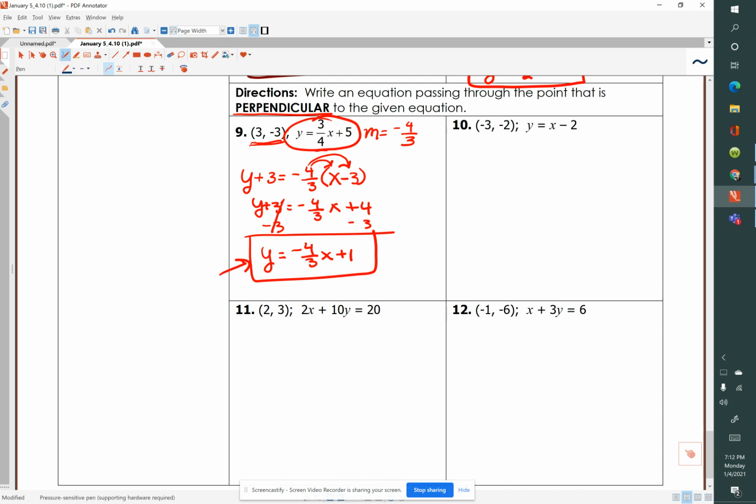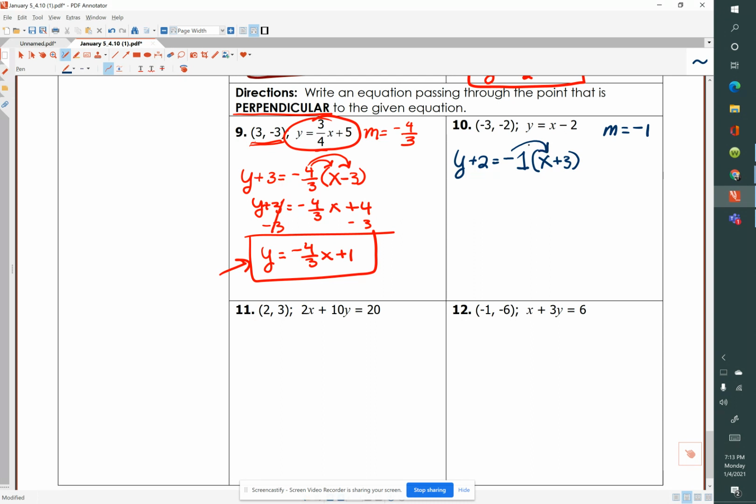Okay, number 10. We have y equals x minus 2, so our slope is 1. Negative reciprocal of 1 is -1. And we have the point -3, -2. So be careful with those negatives. Y minus -2 is y plus 2 equals -1, and that can be an invisible 1, but just go ahead and write it in, times the quantity of x minus -3, which is x plus 3.